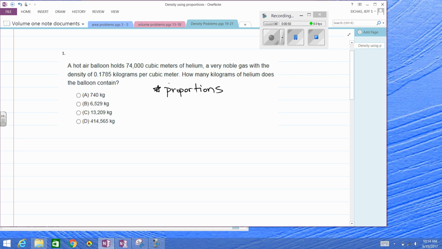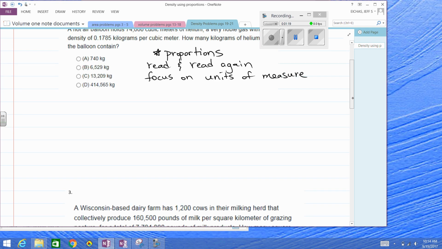Okay, so big thing on these questions is read it a couple of times. And so we have to read and reread, 2 or 3 times, maybe more. Now, what we really got to do is focus on units of measure. What that's going to do for us is it's going to tell us how to set up the proportion. And I'll show you what I mean by that in a minute here.